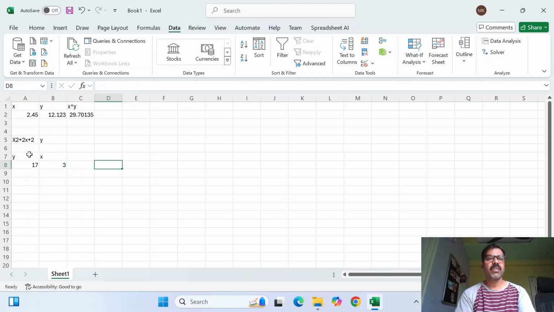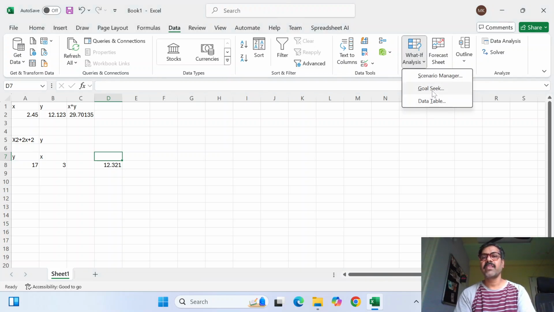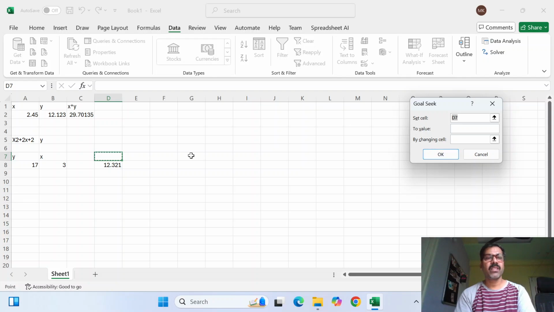But if my y value, I want it to be 12.321. That is what I want: to fix the value of y, set the value of y to 12.321. Then what is the value of x? So here we can go to the goal seek, and set value is of course this one, to a value of 12.321 by changing the value of x.